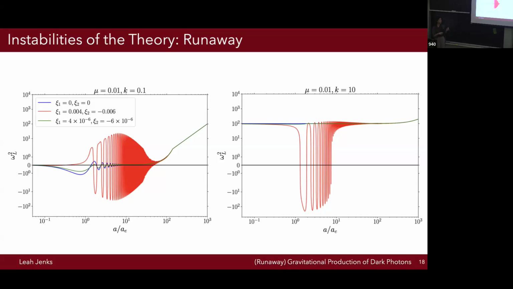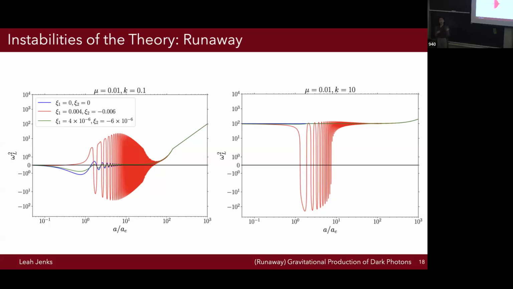And so here in the blue, we can see that the frequency does go negative, it does oscillate, but towards the end of inflation, we can see that it's well behaved. The green does the same thing, it oscillates a little bit and then settles down. And then the red oscillates a lot, but eventually follows the same behavior.